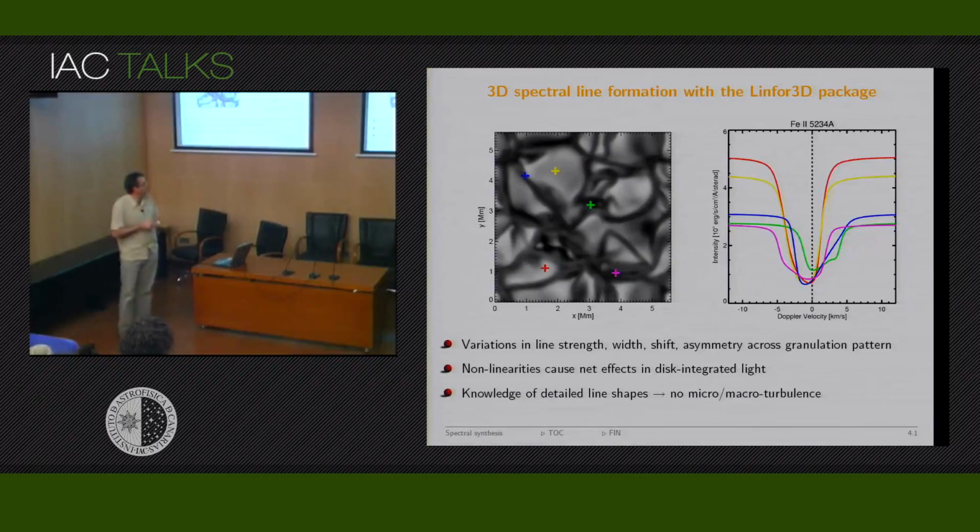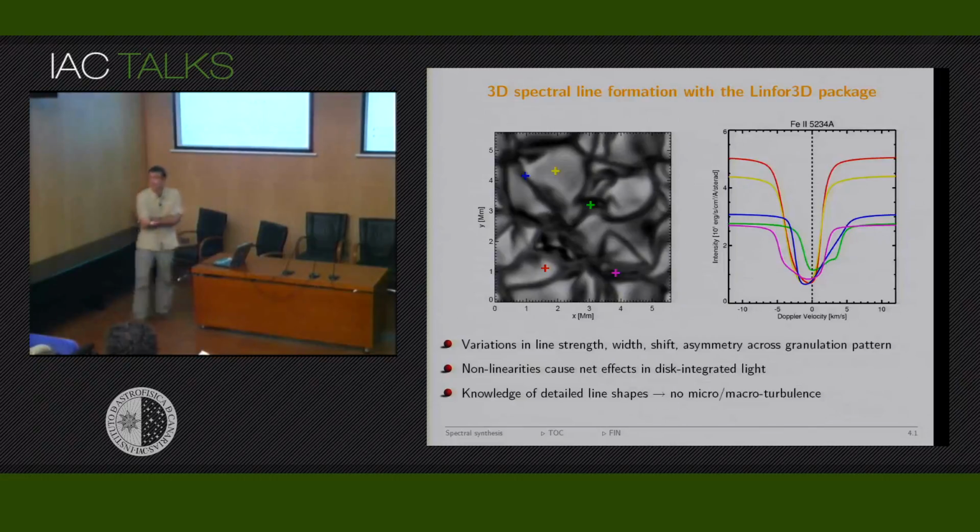So what is so special about these three-dimensional models? What makes them different from standard 1D model atmospheres? Well, we have this convective granulation pattern on the surface of a star, and if you look at high spatial resolution with a spectrograph at the various locations, one would get something like shown here. I should say that the color coding corresponds to location.